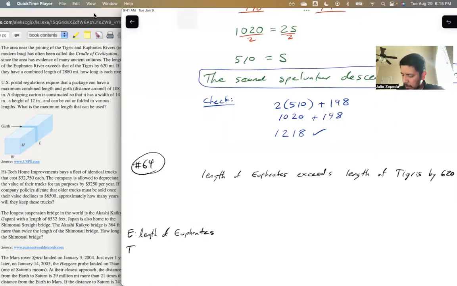And then T for length of Tigris. Okay, and so now we can translate this, the length of Euphrates.